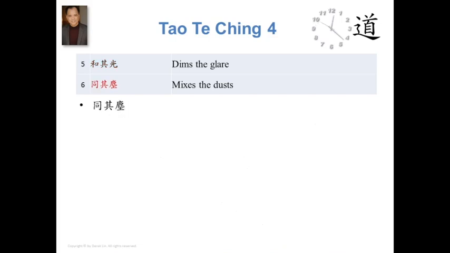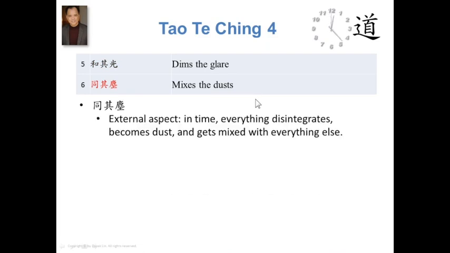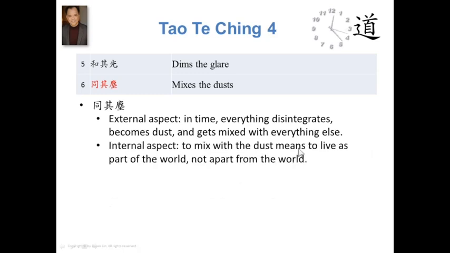Okay, so the fourth line, the last of this collection, is to mix with the dust. So we'll start with the external aspects. In time, everything disintegrates, becomes dust, and gets mixed with everything else. We know that's true in the material world. So what does that suggest in the internal world, in terms of teaching from the Tao, in terms of spiritual cultivation? To mix with the dust means to live as part of the world, not apart from the world.